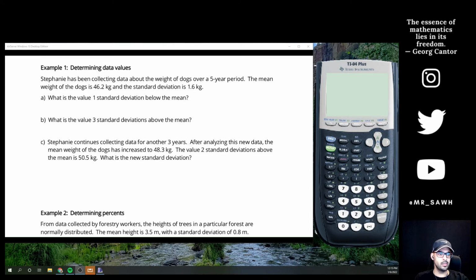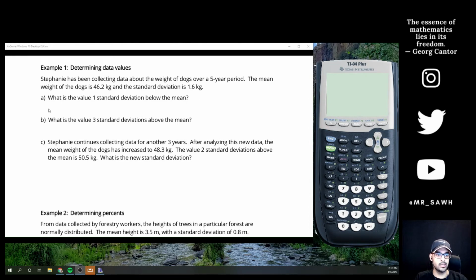So we could use that idea, that symmetry idea with our bell curve, to solve some problems, to make estimations. We do this in statistics all the time. So it's a little bit of a trivial example where this person has been collecting some data about dogs and their weight over a 5-year period. Okay, the average weight of the dogs is 46.2 kilograms, and the standard deviation is 1.6.